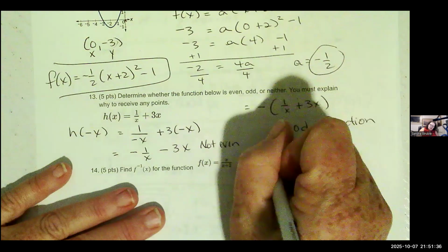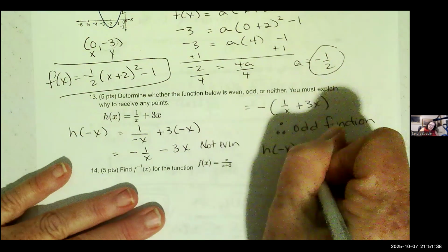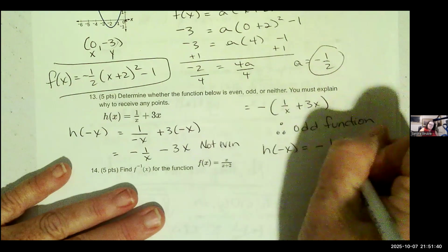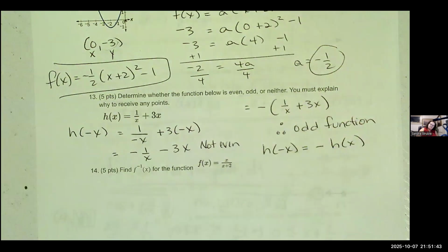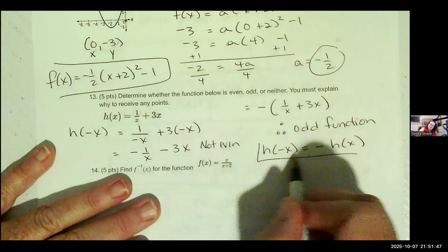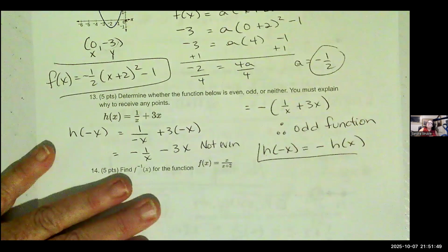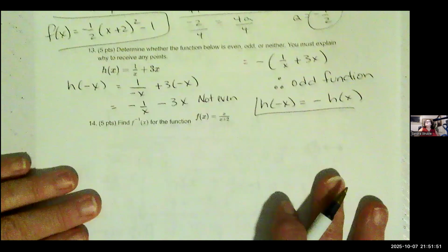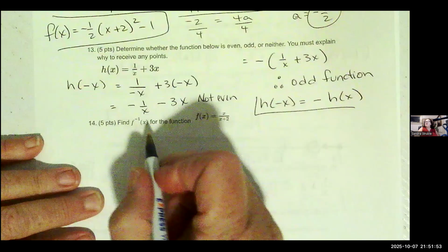Because h of -x is equal to the negative of h of x. And that's why. We substituted -x in for x, and what we got back was the negative of the original. And so that's why it's the odd function. All right. Find the inverse for the function.